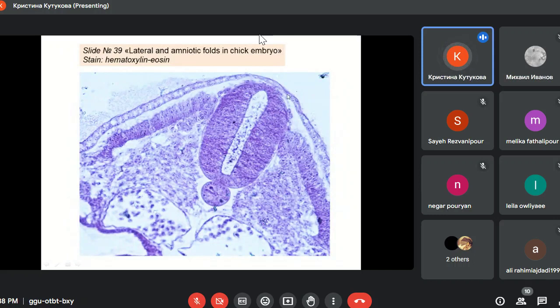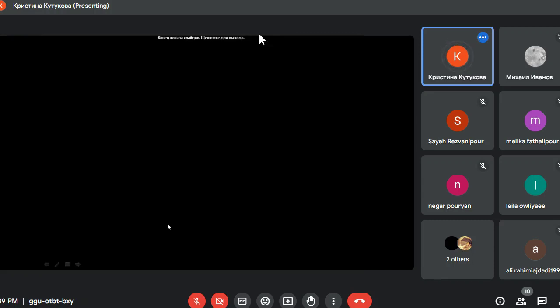And the same as here: neural tube, notochord, somites, dermatome, myotome, sclerotome, and the dorsal aorta already develops, inside which we see the first cells of blood.